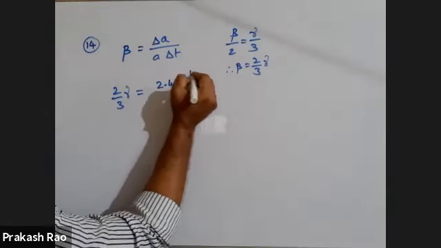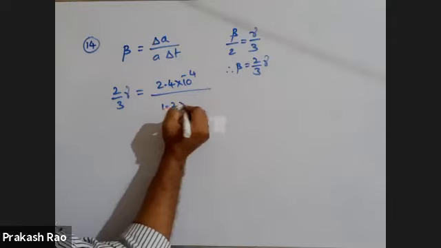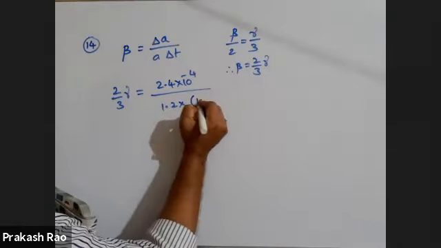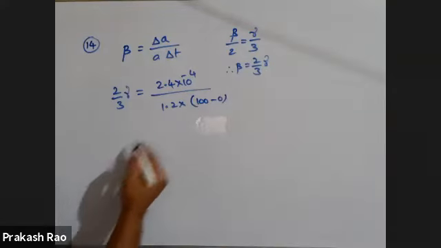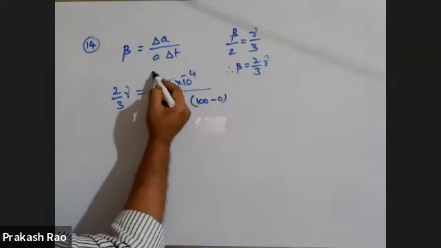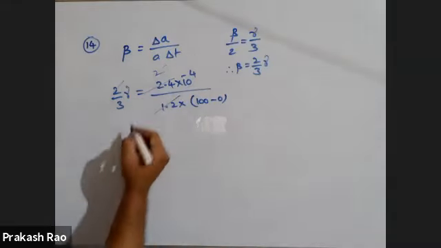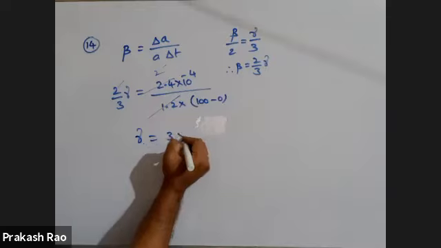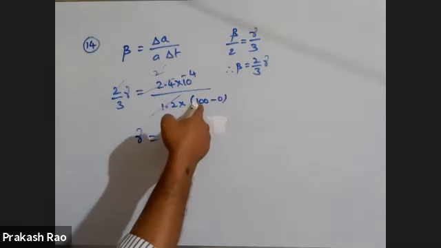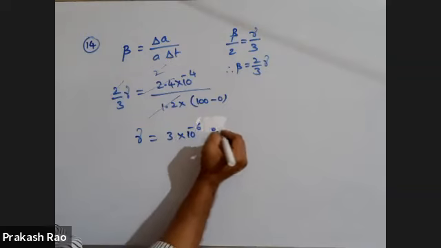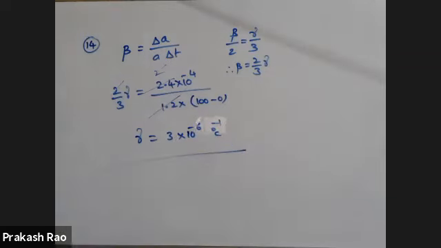Initial area is given 1.2 meter square. Change in temperature is 100 minus 0, that is 100 only. 12 ones are 12, twos are 24. This two is cancelled. The 3 will move up. Gamma is equal to 3 into 10 power minus 4. This plus 2 moves up, minus 2. So minus 6 you will get. This is your answer. Gamma is equal to 3 into 10 power minus 6.